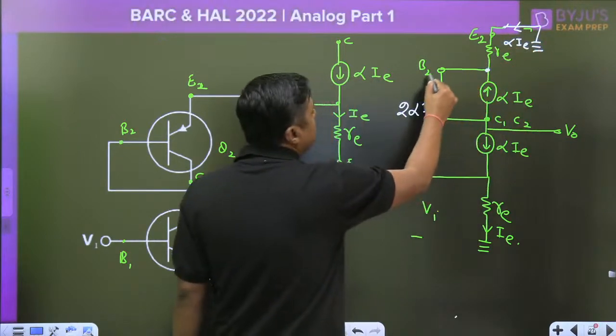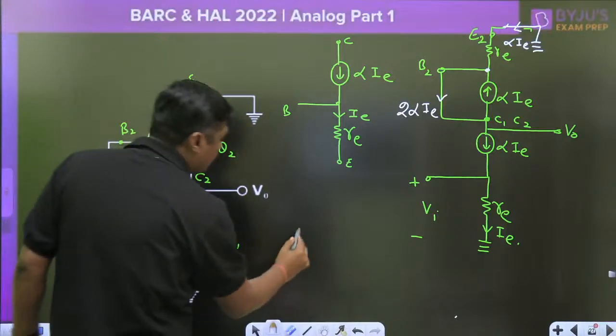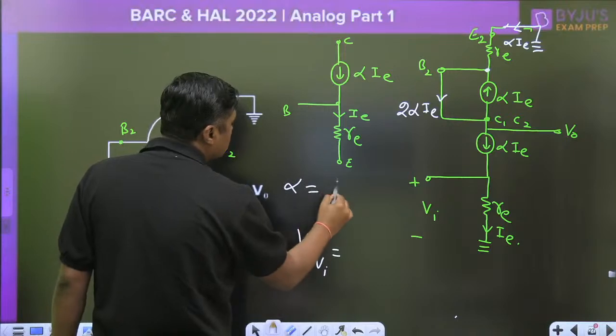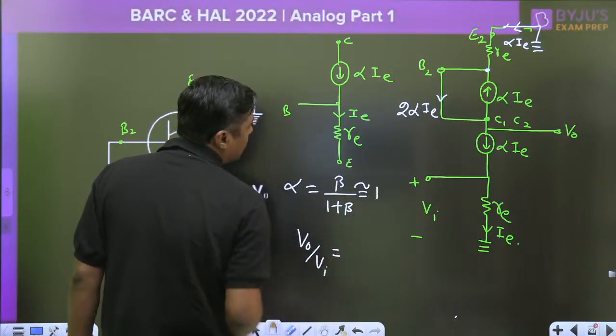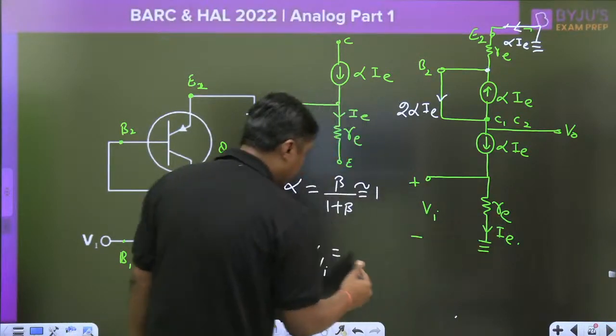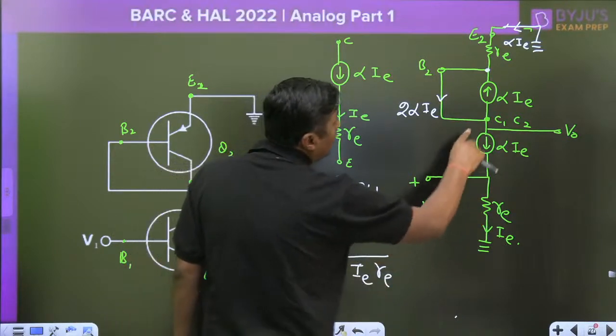This will become, right, and in this way. Now my dear friends, what is the V0 by Vi? Very, very simple. Because the beta is very large, alpha is nearly equal to 1. So Vi is equal to IE into RE. This is the Vi.